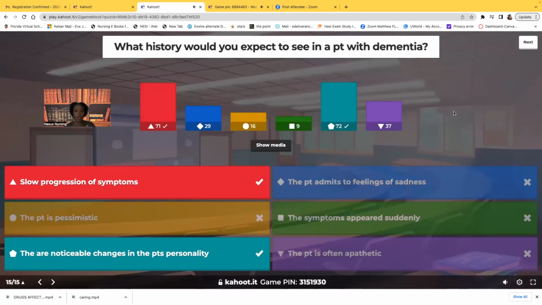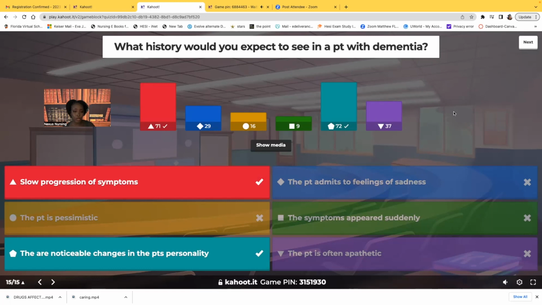Okay, so let's go over the correct answer choices first when it comes to dementia. Slow progression of symptoms. I'm so happy 71 of you guys chose that, because remember, dementia is slow, it is insidious, it is progressive. Noticeable changes in personality. Yes, something else we see with the patient with dementia as they start to decline. Many patients with dementia, you'll see a change in their personality. Many patients, not all, but many patients may become more aggressive.